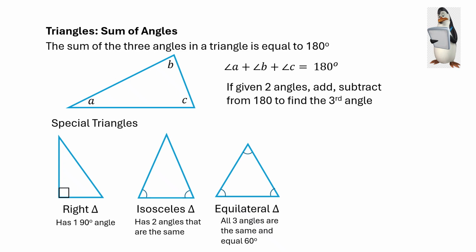For any triangle, the sum of the three angles equal to 180 degrees. Sometimes you will be given one or two angles and asked to find the third. There are also special triangles with specific properties. Here they are. Please pause the video if you need more time to write down your notes. Resume the video when ready.